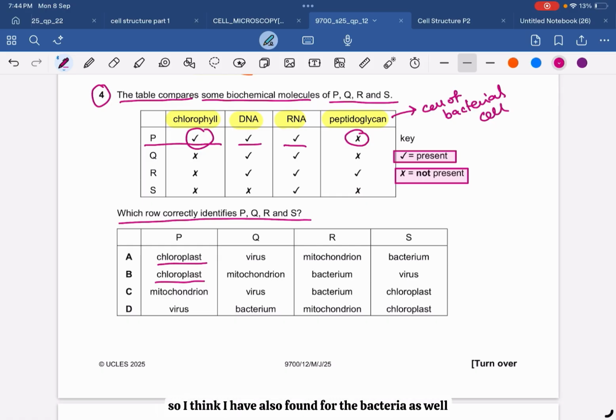So I think I have also found the bacteria, that R would be the bacteria. Why? Because peptidoglycan is a component of the bacterial cell wall, and only in R is the peptidoglycan present. So R is the bacteria, right?